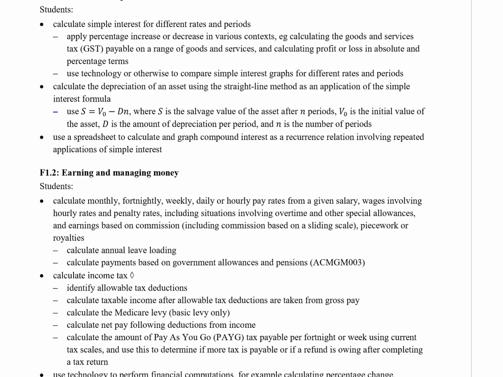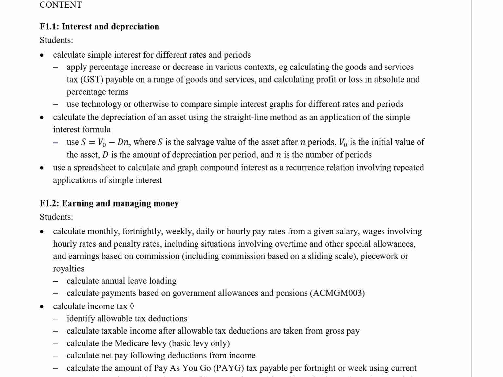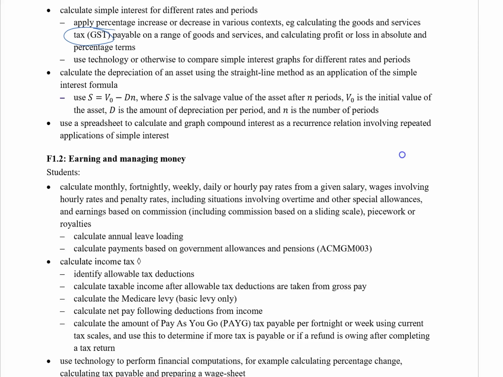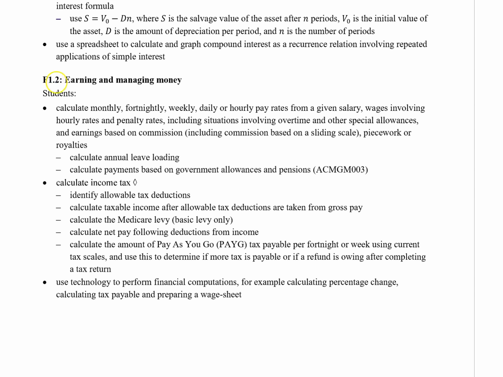Chapter 3 is the first of the finance chapters in the preliminary course. In Chapter 3, the content you will cover, according to the syllabus, is aspects of this F1.1. You're going to come across the concept of tax and GST. However, that is a small part of the chapter. By far the biggest part of the chapter is this F1.2, earning and managing money.